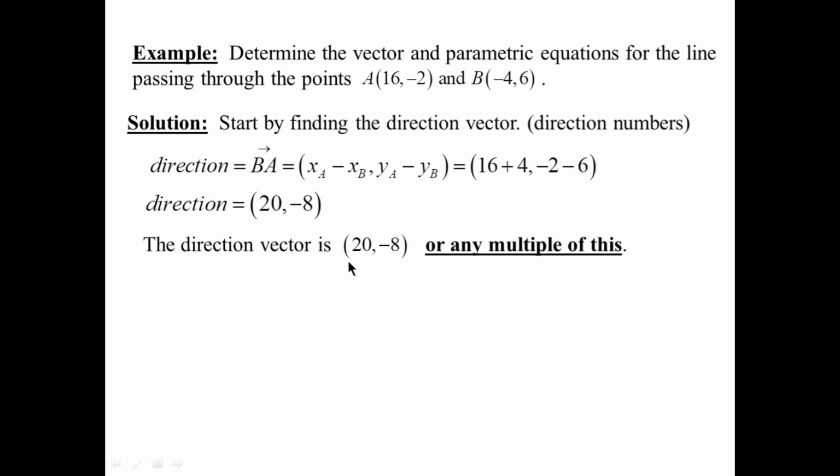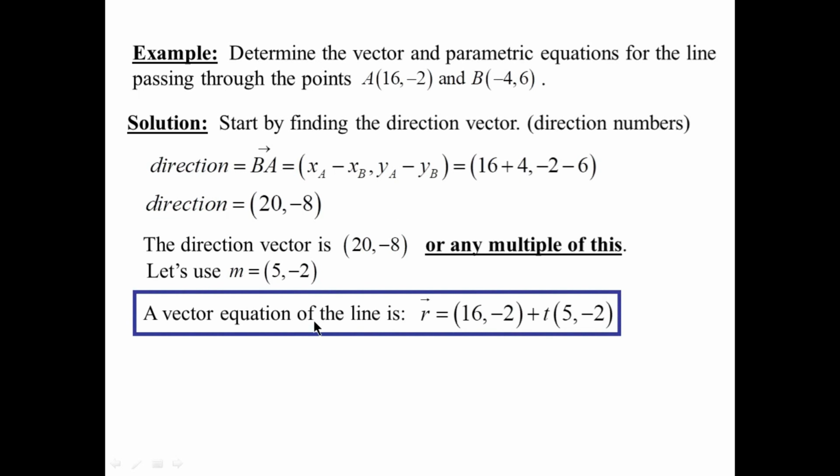Now, the direction vector is (20, -8), or any multiple of (20, -8). And so you could divide out the 4's there. You could have (5, -2). We could use the direction (5, -2) as a direction of this line. We could also use (-5, 2).